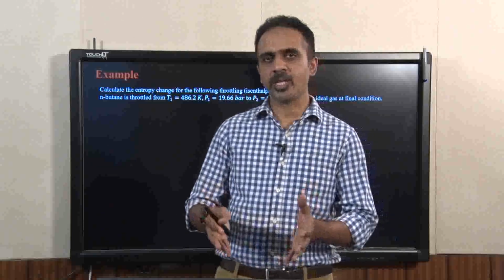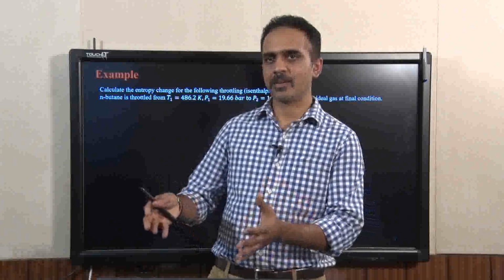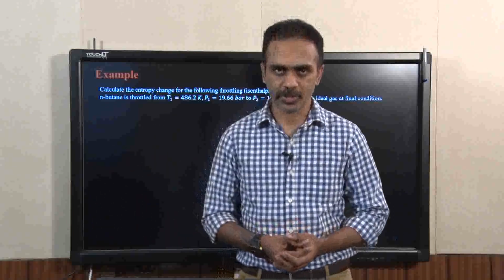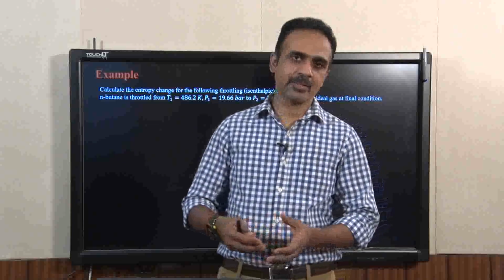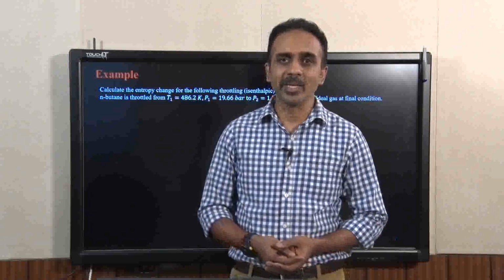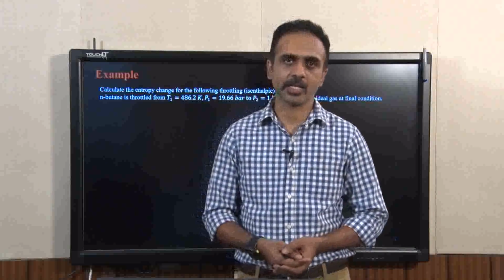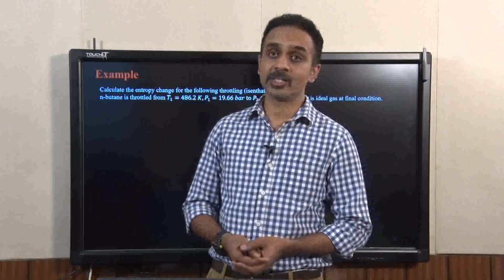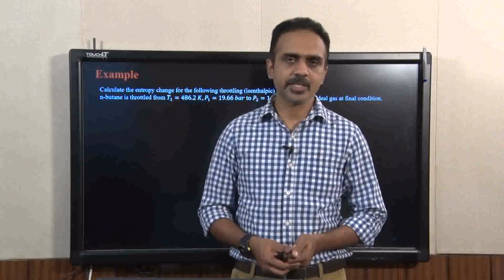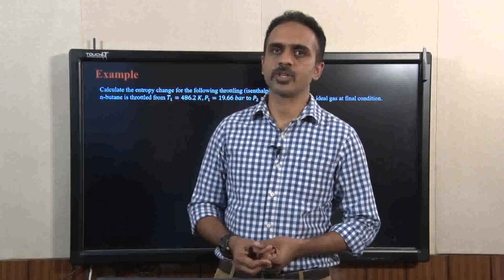So we have N-butane at some temperature and a high pressure, which is being throttled to a lower pressure. And throttling processes are usually isenthalpic, meaning that there is no change in enthalpy for the process. And what we're interested in calculating is entropy change for such a process. All right? Let's see how we can solve this problem.